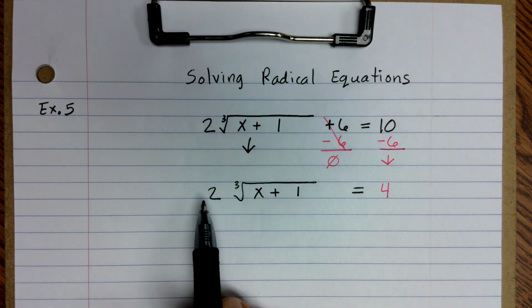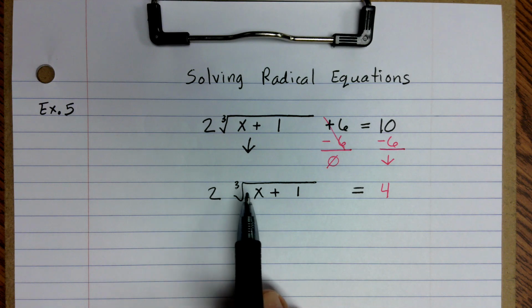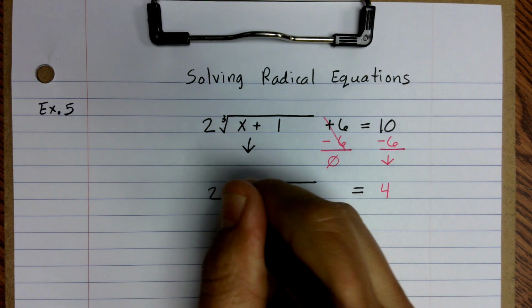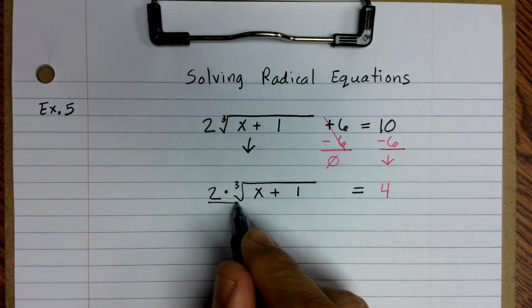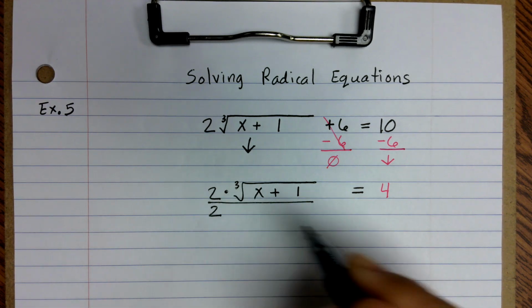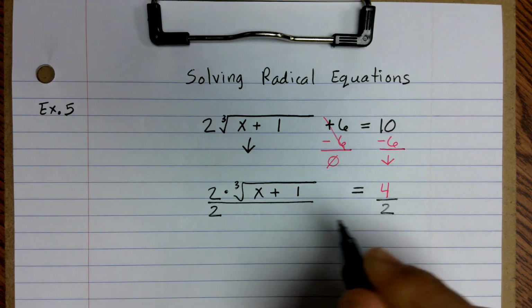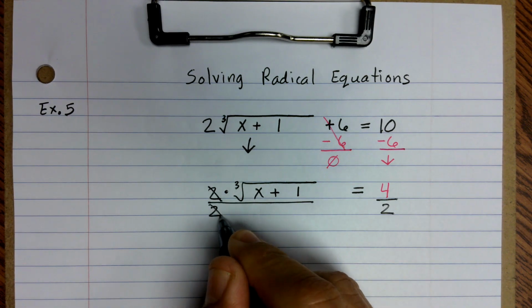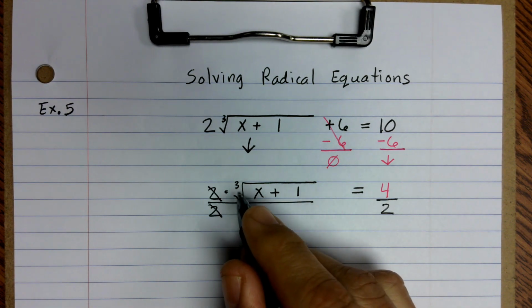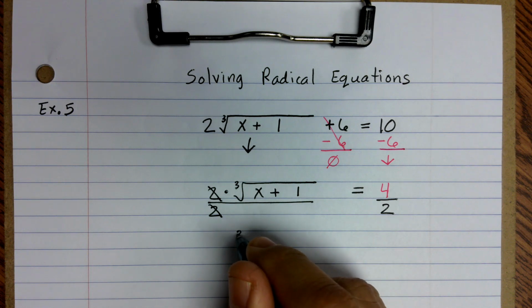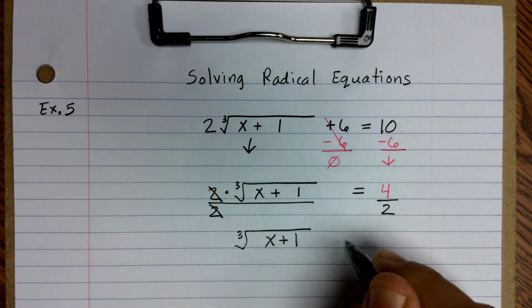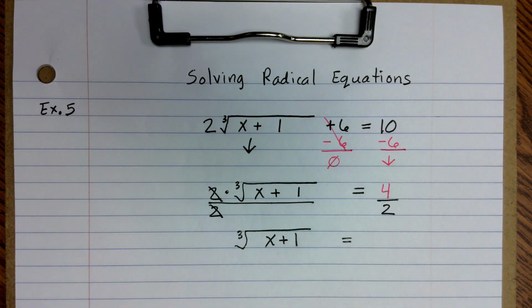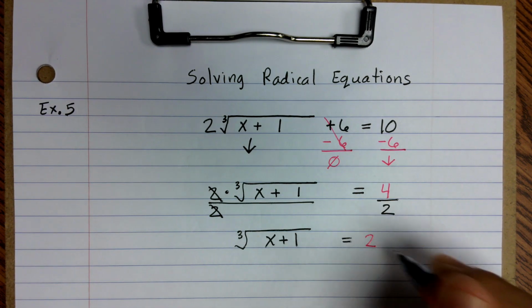Now the next thing I want to do is this: anytime we have a number, an integer, in front of a radical, it's being multiplied. So imagine that there's a dot right here. This is just multiplication. So to get rid of this 2 from the cube root, I'm simply going to divide it out on both sides. 2 goes into 2 one time, and that just leaves me with the cube root itself on the left, and 2 goes into 4 2 times. That leaves me with 2.